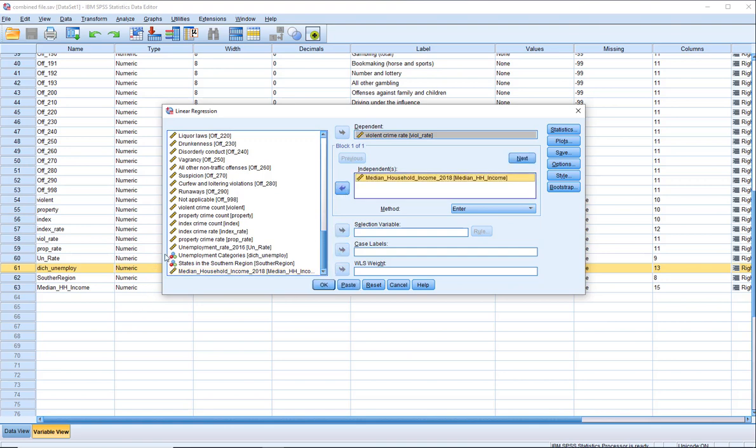Now, on top of that, I'm simply going to add my dichotomous unemployment rate. Now, I've made sure not to include both my continuous unemployment as well as my dichotomous unemployment, because I'm sure I would run into multicollinearity issues if I did that. So instead, I'm going to leave them separate and simply say OK.